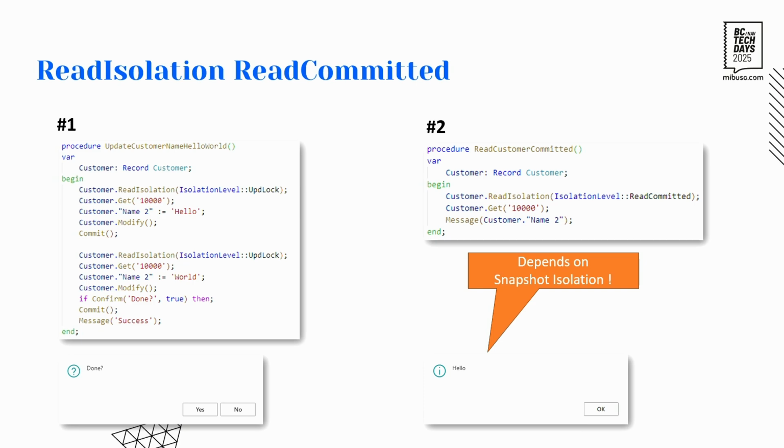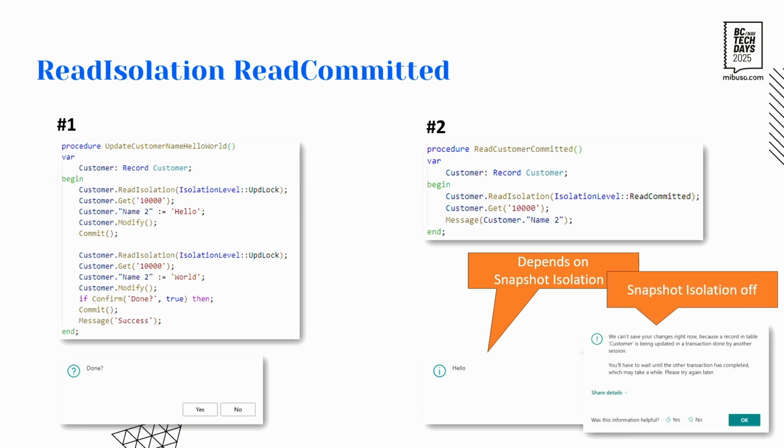But otherwise, you'll actually get a timeout, because the read committed actually locks. The platform tells me, oh, but it's only for a short time. Yeah, but if the record is locked, I can't get it. So just a warning, read committed may be just as bad as update lock in many scenarios. Unless you set on snapshot isolation, which is some tricky command you can issue on the SQL server.